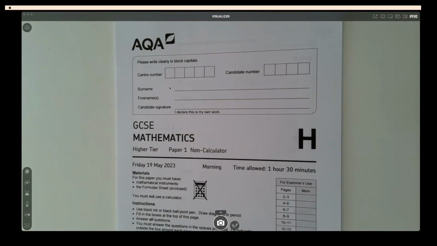AQA paper 1s are non-calculator, so a calculator cannot be used. A little disclaimer: there may be more than one way to answer a question. The methods shown in this video are not the only way some mathematical skills can be applied. Okay, let's get started.